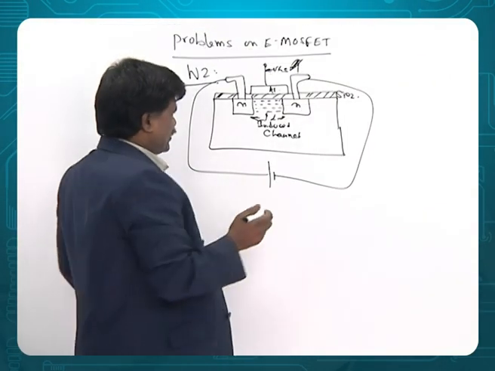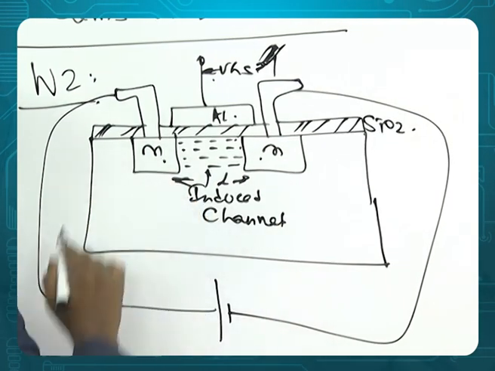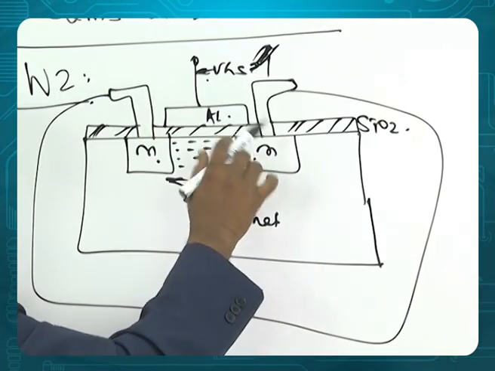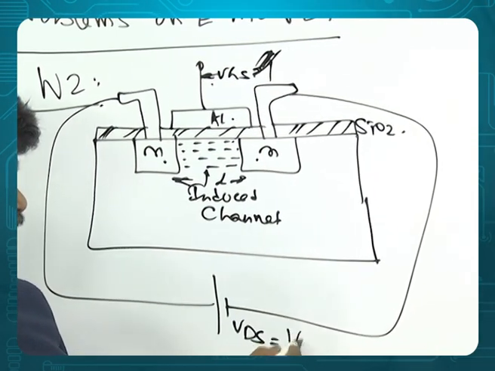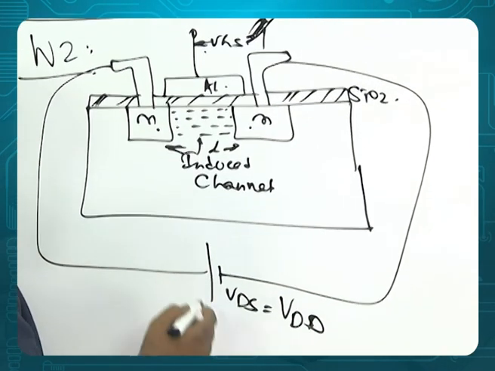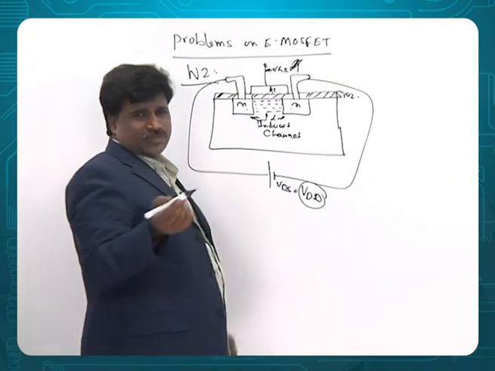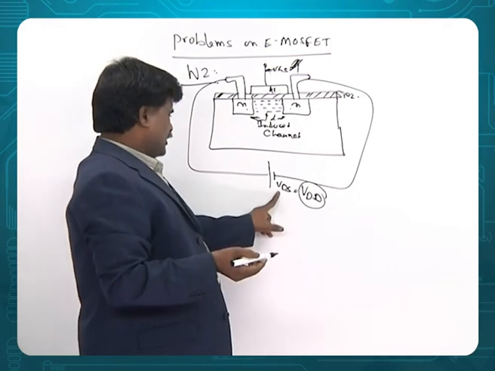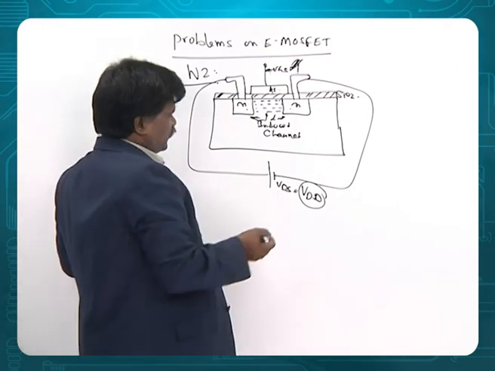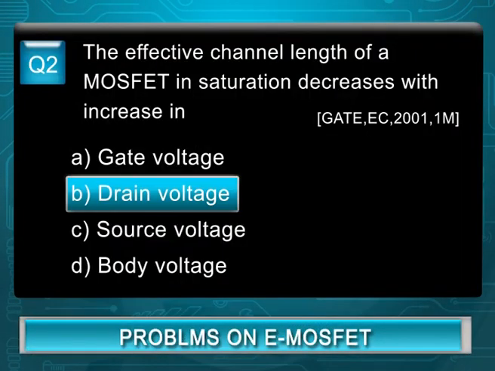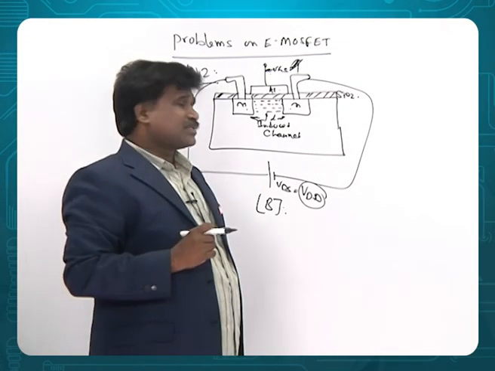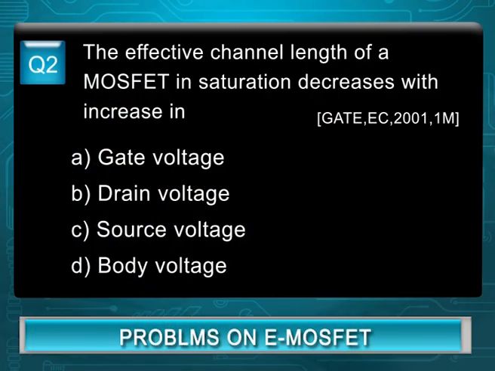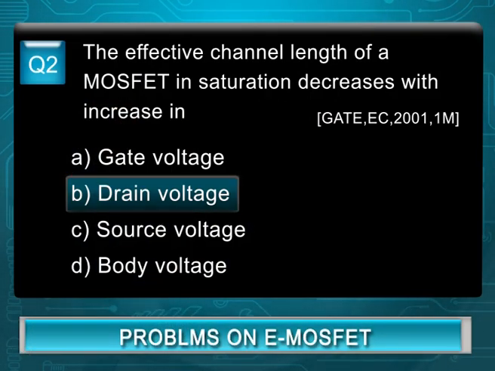So length cannot be affected. Length can be affected only by drain. If you change the drain voltage, we call it VDS. Some people call it VDD. Why? Because whatever drain voltage you give is also seen directly across VDS. Therefore, the most possible answer is B, because drain will affect the operation. So let us see the options once again. Gate voltage cannot have effect, but drain voltage can affect.